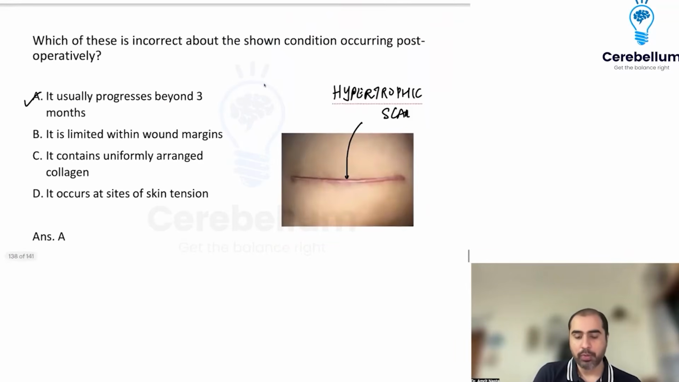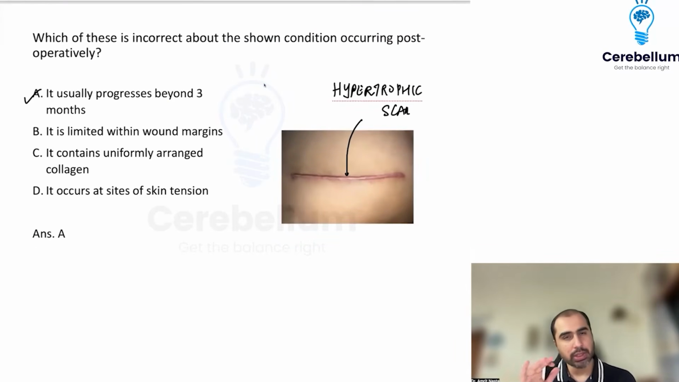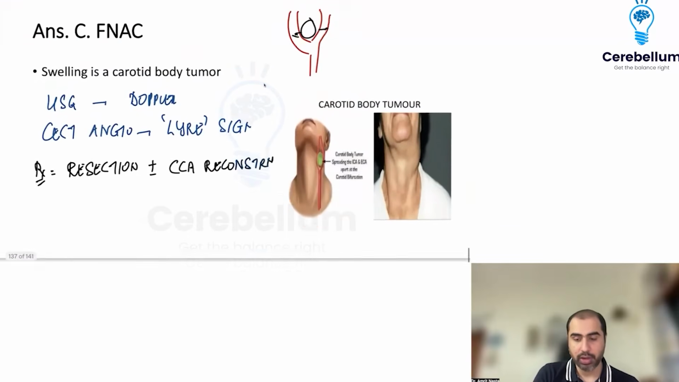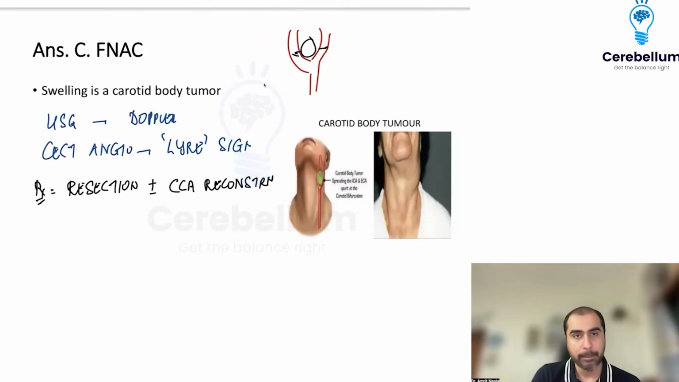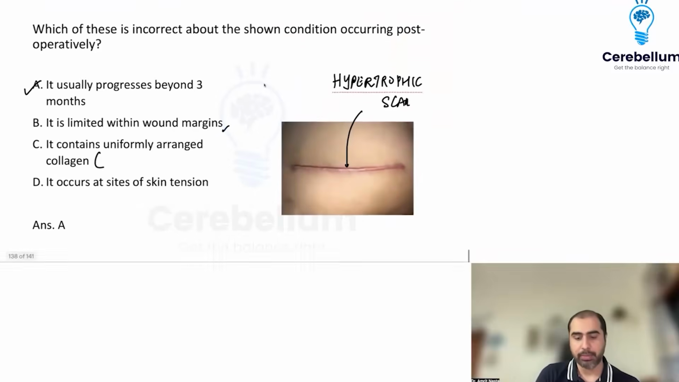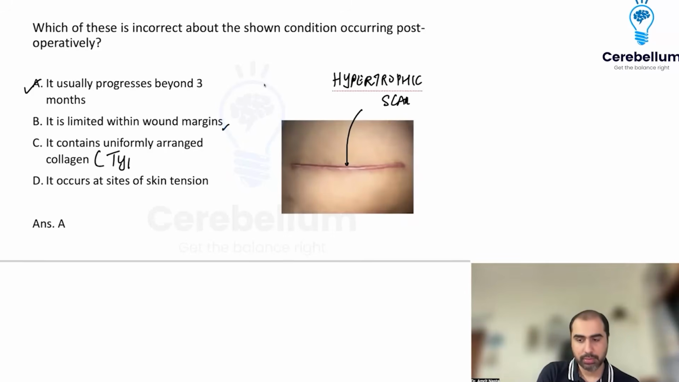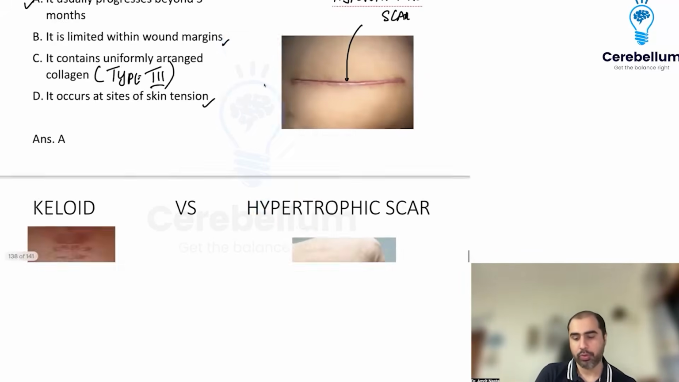So hypertrophic scars will be seen early and slowly they will fade. A keloid will keep growing. This will be limited within wound margins. Uniformly arranged collagen. What type of collagen is this? It is an immature collagen. Okay, so it will be type 3 collagen. Uniformly arranged type 3 collagen. It occurs at site of skin tension like abdomen. Very common. Fine, so this is a hypertrophic scar.